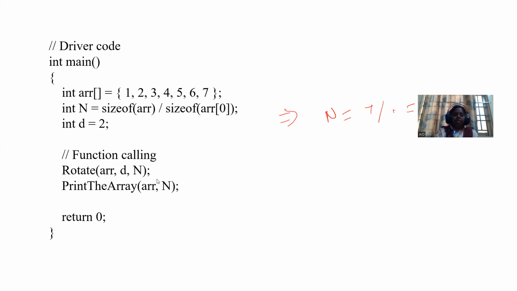In the main function, we are initializing the array with 7 elements. Next, we are calculating the size of the array by applying the size of the array divided by size of the index value.